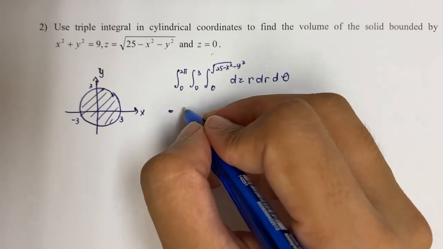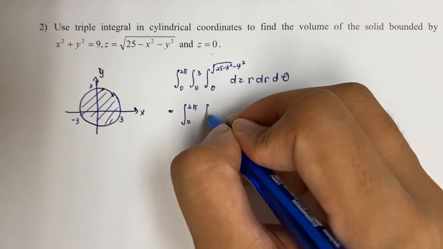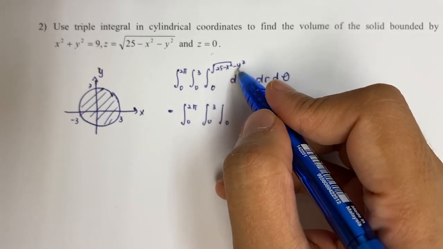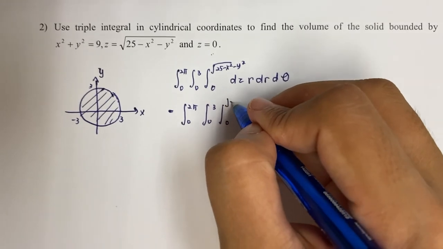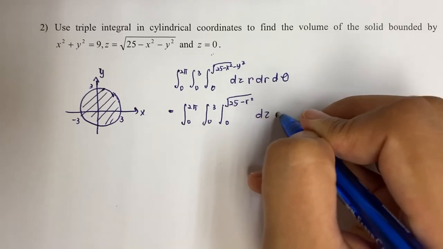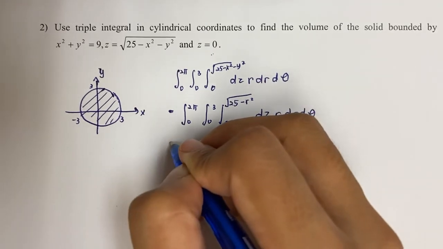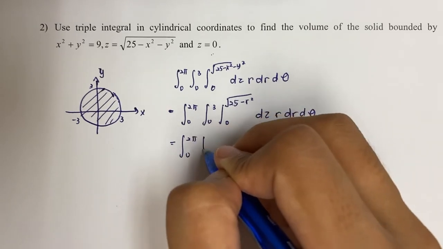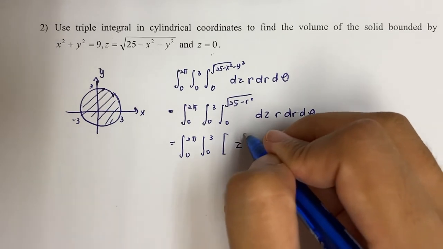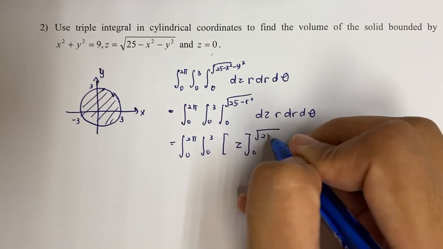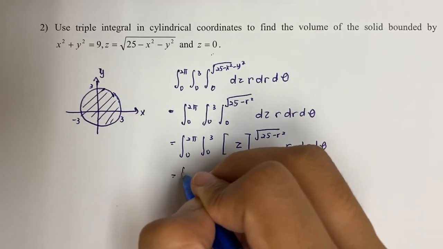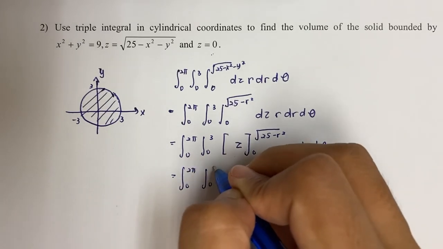So this is equal to the integral from 0 to 2 pi, 0 to 3. You can convert x squared plus y squared, it becomes 25 minus r squared, dz r dr d theta. Solve for dz first. Integrating dz gives z, so you have z from 0 to the square root of 25 minus r squared, and we have r dr d theta, from 0 to 2 pi, 0 to 3.